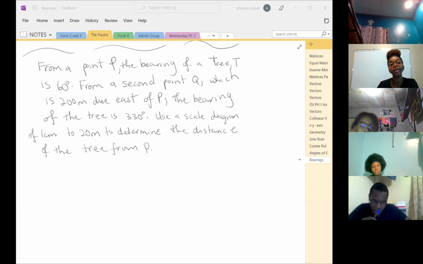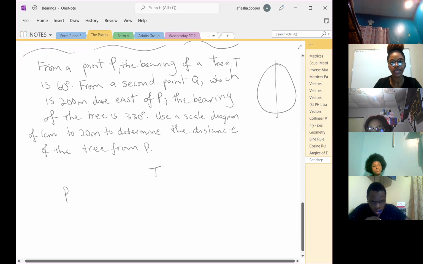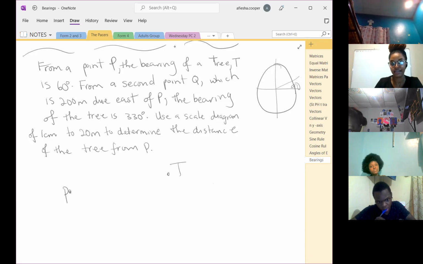The question says, from a point P, the bearing of a tree is 60 degrees. So that's one part there. So we have P, I'm going to put it on the left. And there's a tree, I'm going to put it a little higher because I want a 60-degree angle, which is going to be according to the points. This is 90, so my 60 is going to be somewhere right here, right? So I have my P, I'm going to draw it big for you all, and my T, and my lines that are going to connect them.